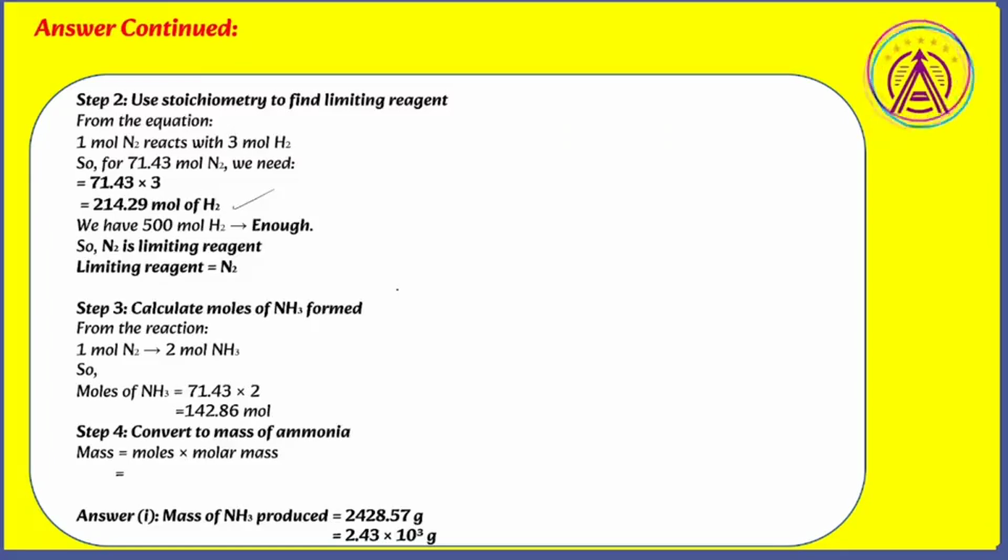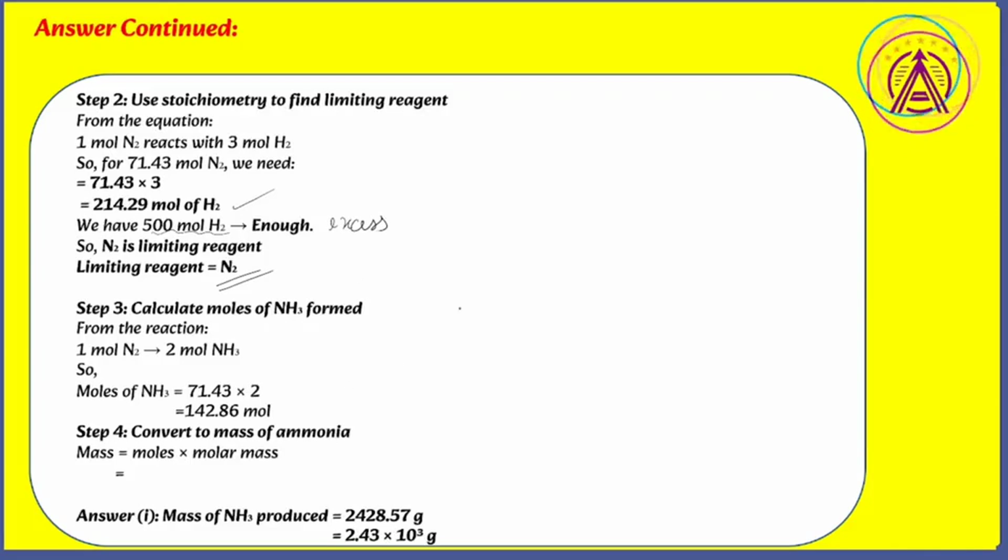But how much do I have? I have 500 moles of hydrogen. So, definitely hydrogen is not just enough, it is in excess, which means dinitrogen is my limiting reagent. Okay. Question number 2 was calculate the mass of ammonia which is formed.